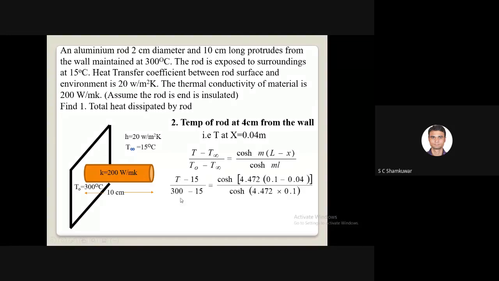So T minus 15, you know T infinity is 15. T naught is 300, 300 minus 15. Cosh, you know M, you know length 0.1 minus now 0.04 because X is equal to 0.04. Okay. Now you will get temperature. Tell me the value of temperature at a distance of X. Nikhil Ahire, are you there?